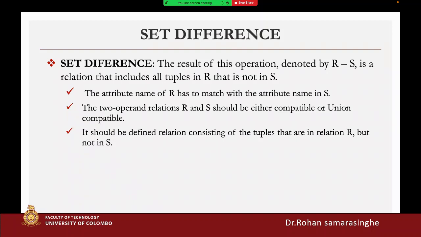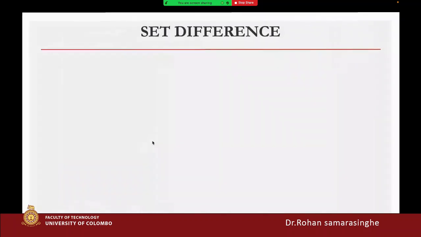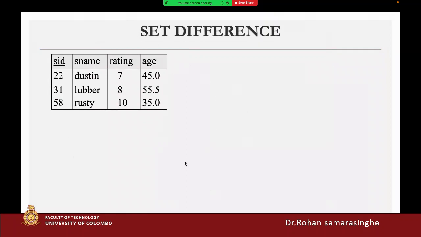Attribute names of R have to match the attribute names in S. The two operand relations R and S should be compatible or union compatible, and it should define a relation consisting of tuples that are in relation R but not in S. Let's try to understand using these simple examples.